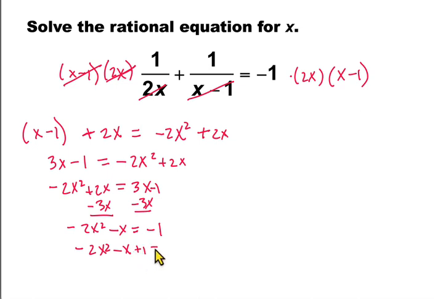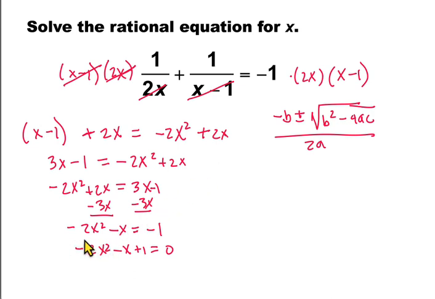plus 1 equals 0. Do you see what this is? This is a quadratic equation which may have as many as 2 roots. The way to find the roots is to use the quadratic formula, which is written this way: minus b plus or minus the square root of b squared minus 4ac over 2a.